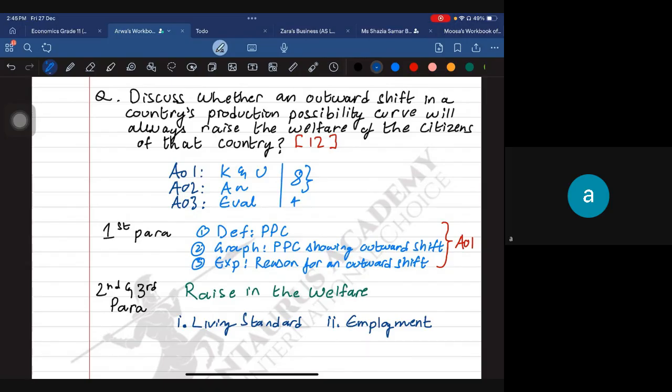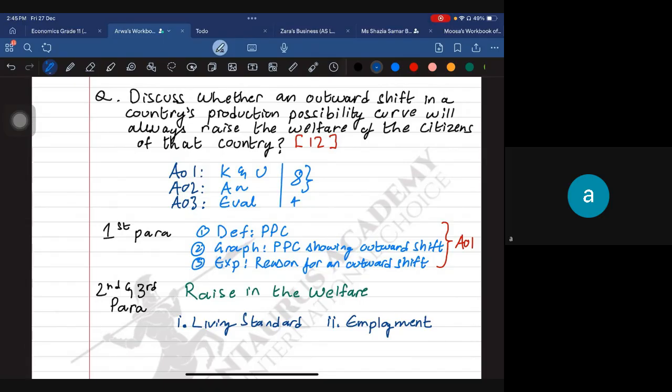Doesn't it help small businesses if they are going to be the supplier businesses? Doesn't it help them because they have to supply more to these businesses? But we do not know for sure why there is an outward shift. Okay. You have to talk from the point of view of the welfare of the citizens.